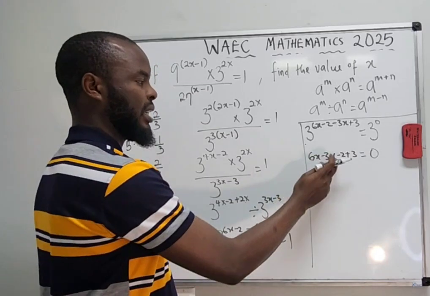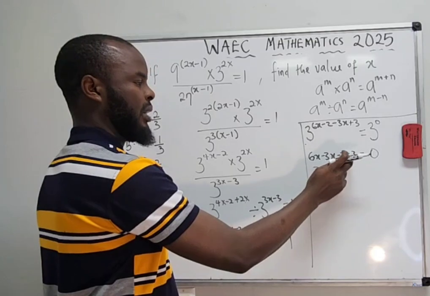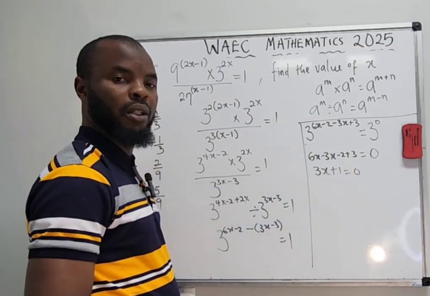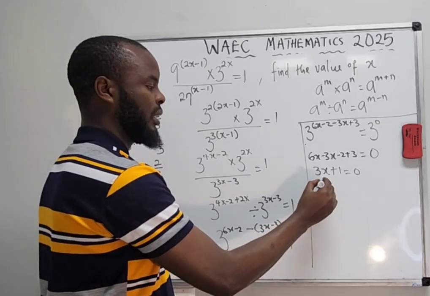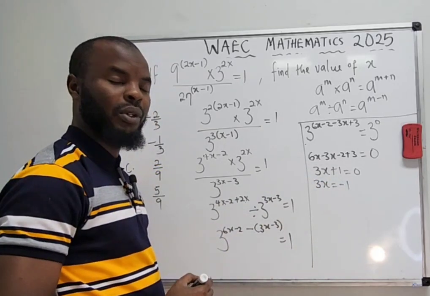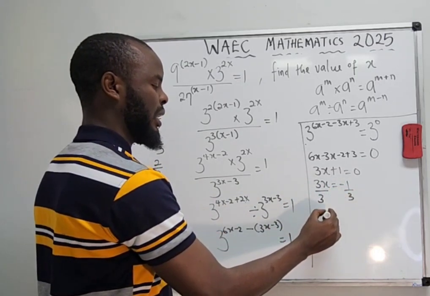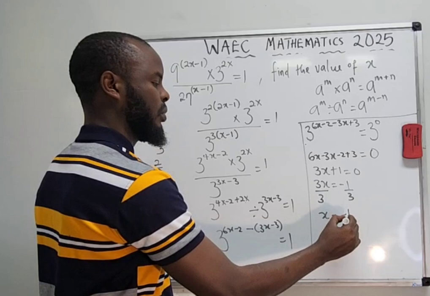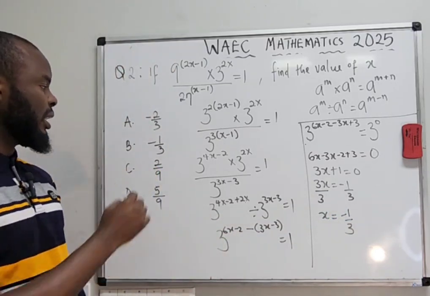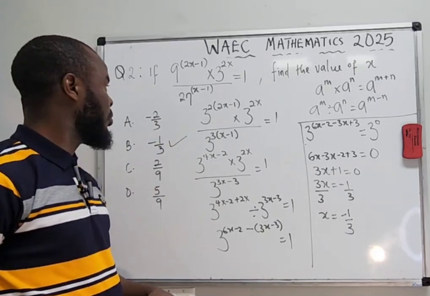And here we have 6x minus 3x is going to be 3x. Minus 2 plus 3 is going to be plus 1 equals to 0. And here I'm going to have 3x equals to negative 1. Dividing both sides by the coefficient of x, which is 3. So here we have x to be equals to negative 1 over 3. And if you look at the options we have here, you can see that our right option is going to be option B.